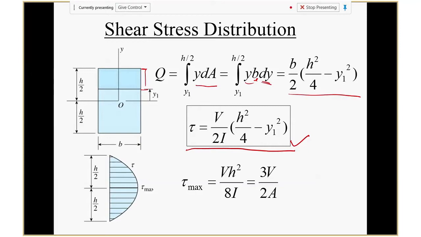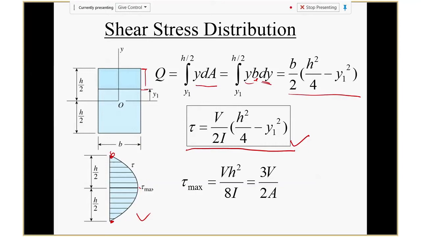Okay. So this is a parabolic curve, right? So if you plot it, this is the shape you'll see here. So the shear stress will be a parabolic distribution. Maximum in the middle, 0 at the tip. So it's 0 here, that conforms with what we just showed in the last slide, right? So at the tip, shear stress is 0, but it's a maximum in the middle.